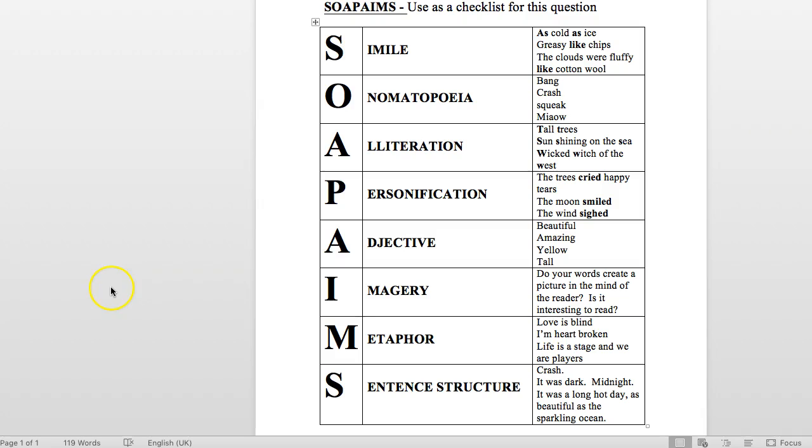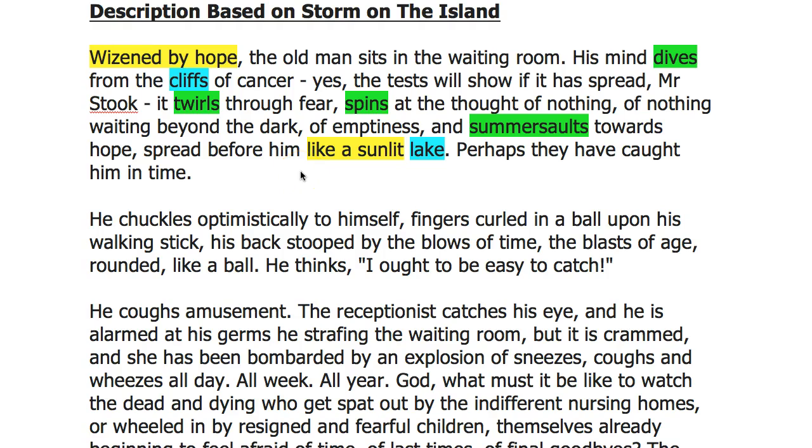It's like tennis. Okay, you will probably be familiar with SOAPAIMS, a handy way of remembering techniques to use in descriptive writing. If you can't remember them, they are in my description below the video. Check them out. So we've had metaphor and alliteration. Here you can see the simile. And my extended metaphor of the mind diving, that's obviously personification. It's something a person would do, twirling and spinning and somersaulting. So I've put all those techniques in early. I can't emphasize that enough. Right, let's carry on with the description.